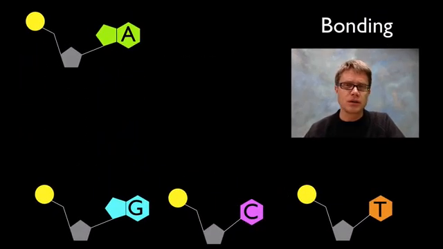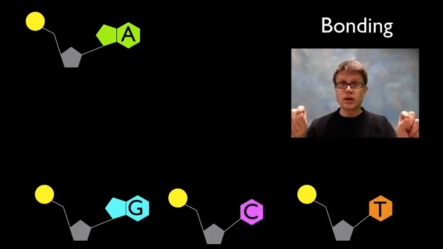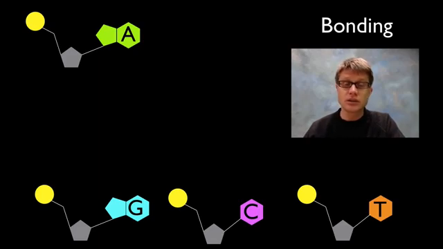So let's talk about bonding. How do you connect them together? Well, when we talked about carbohydrates, there's really only one way to connect carbohydrates. Or when we talk about amino acids, there's really only one way to connect them. But especially when you get to DNA, you can connect nucleotides in 2 ways. So let's start with way 1.